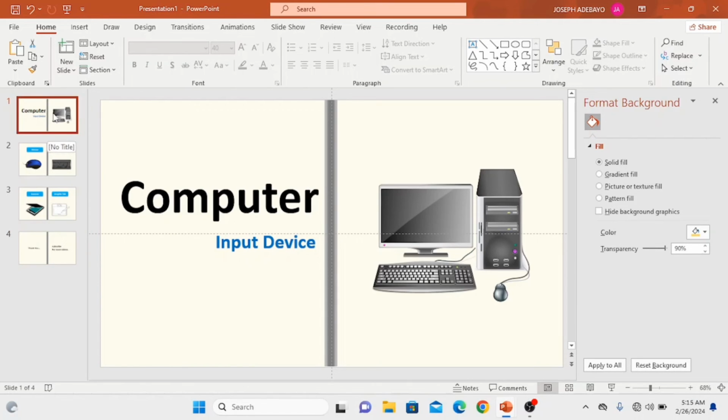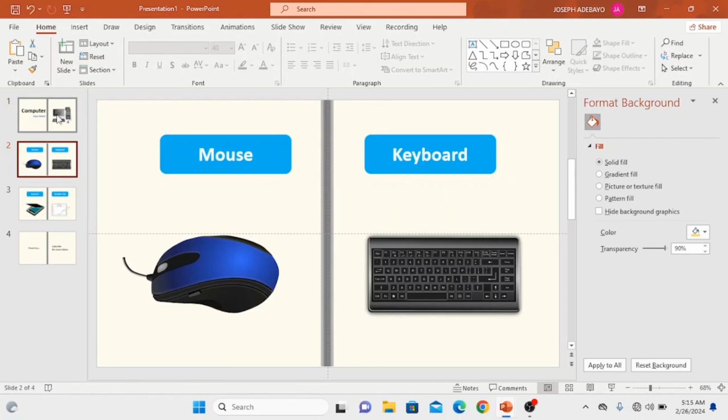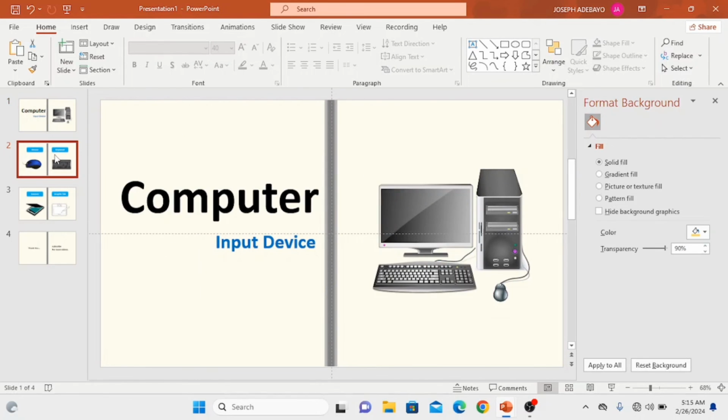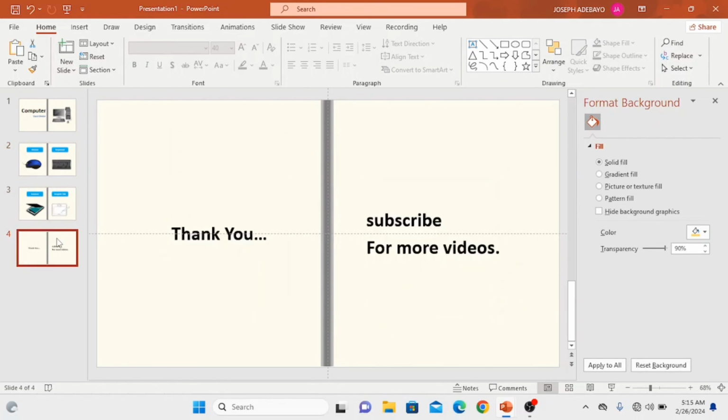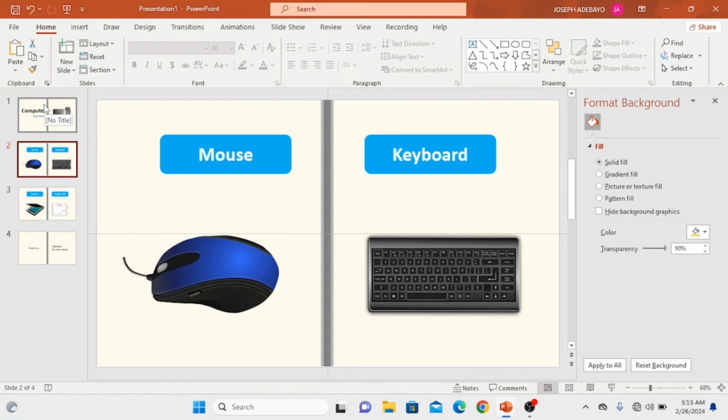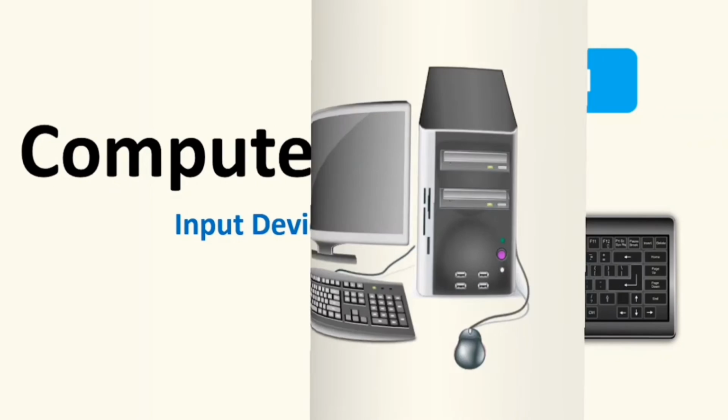Remember, I'm only using these items as an example for you so that you can get the insight of how it is being done. Feel free to use anything based on your project or any project you are working on. The next thing is to turn it into a flipbook so that everything will now be flipping just like this.